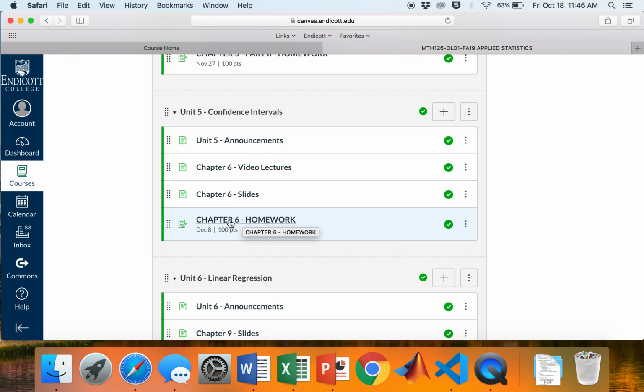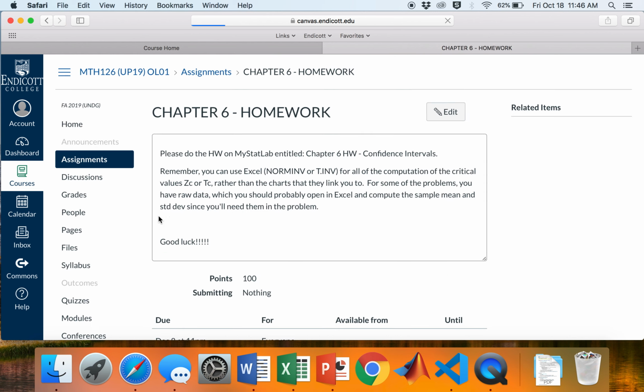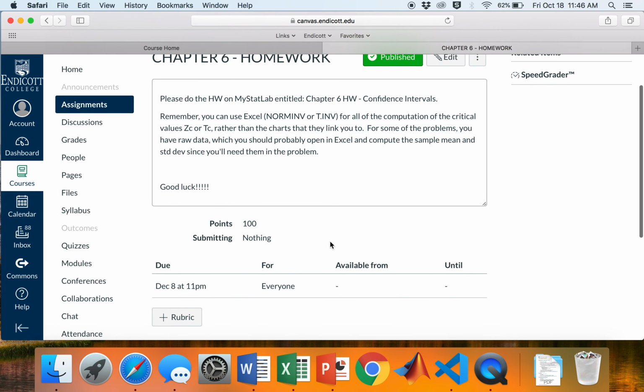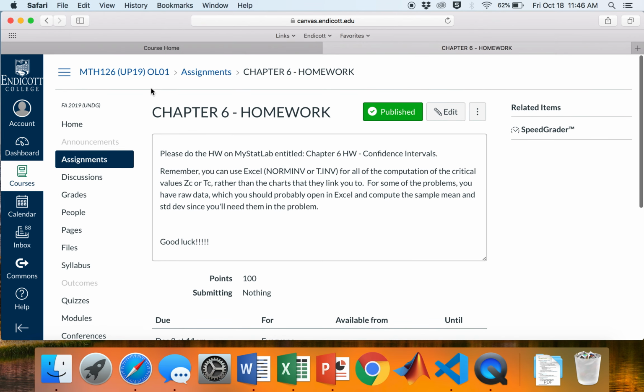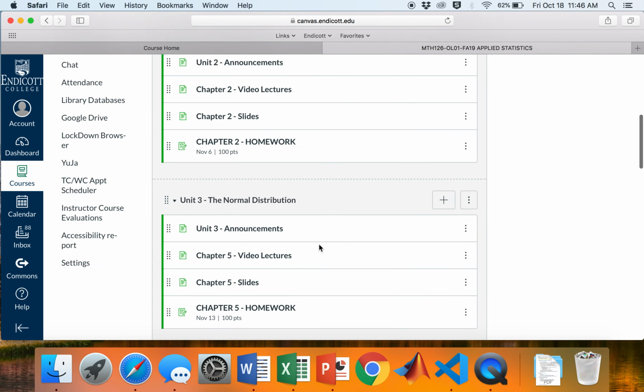And then the other thing that you see in each unit is a link or a Canvas assignment for each homework assignment. Now, when you click on any of these, there isn't really anything here. Sometimes there's a little bit of advice, I suppose, but for the most part, this is just saying, hey, go to my stat lab and complete the homework for this chapter. So you're not going to actually be completing the homework here at all. For that, you're going to go over to my stat lab and complete them.